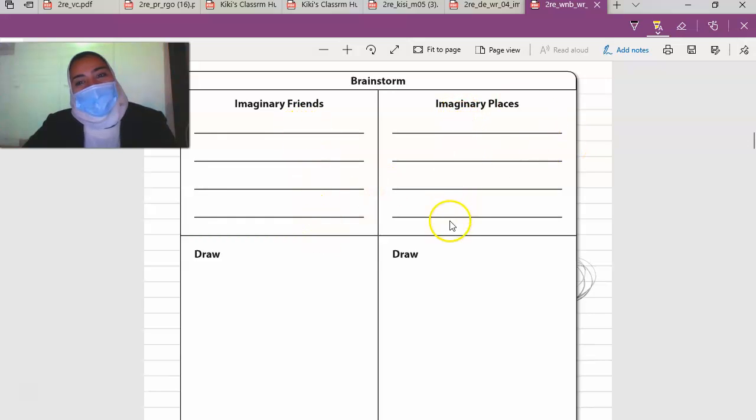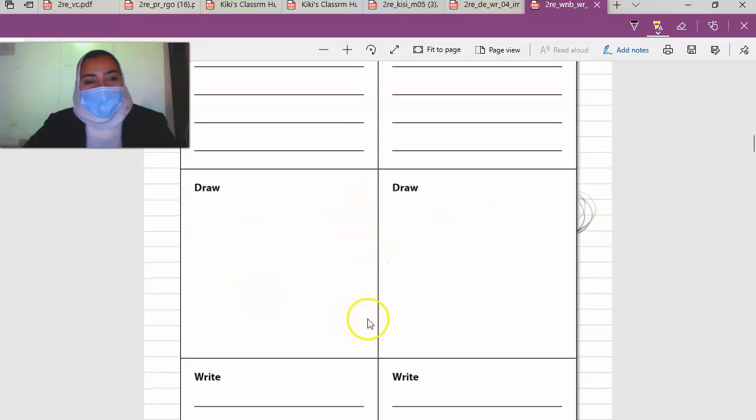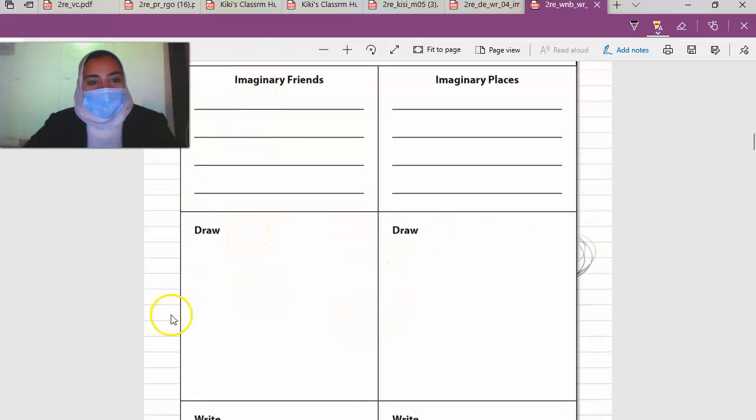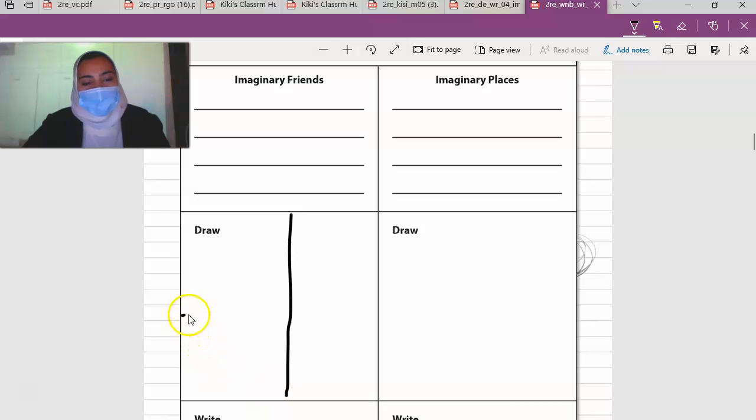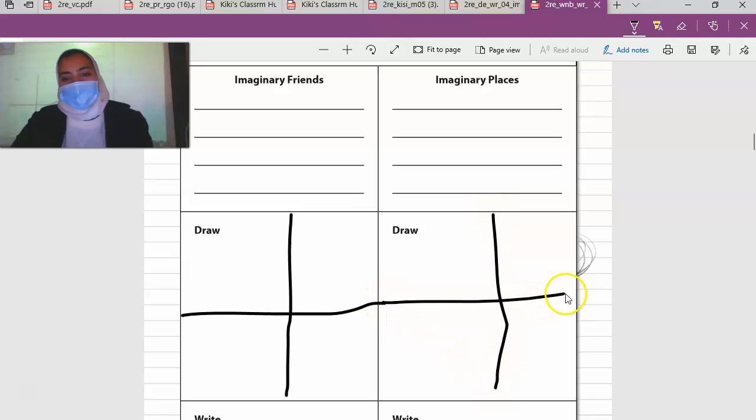And then you're going to come up with 3 imaginary places. At least 3. Okay? And then here where it says draw, you're going to draw about it. You're going to draw about that imaginary friend. Do I have to draw all 4 imaginary friends? If you want, you can. You can draw a line like this, and then draw your imaginary friends. Or you can just draw your top imaginary friend that's going to be your main character, just anywhere. Okay? And then the imaginary places, same thing. You can do like this and draw all 4 imaginary places, or you can just draw 1.